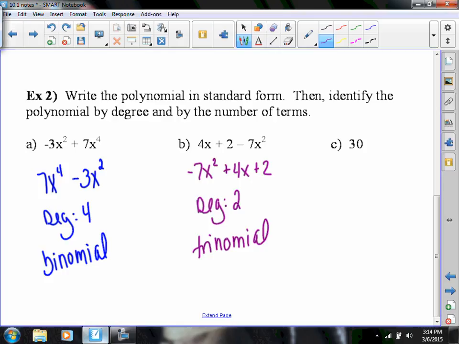Now part C, we have to think. Okay, to put the terms in descending order, well, there's really only one term. So if I was going to put it in descending order, I would just write it again. The degree, well, in order to have a degree, you have to have an exponent. I don't have an exponent. I don't even have a variable with an exponent. So this is just going to be degree 0. There isn't one. And then it's just a single term, so this is a monomial.